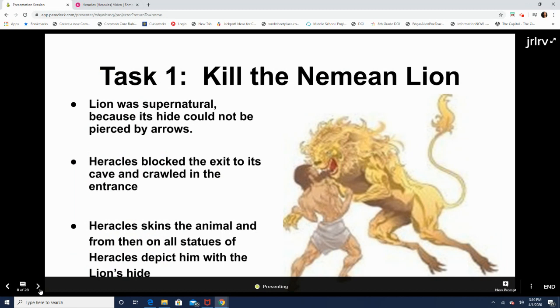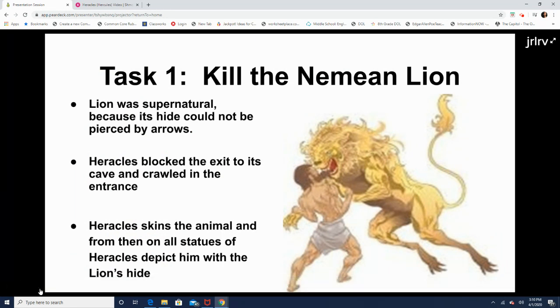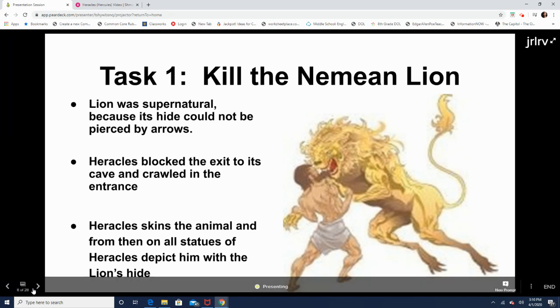Task one, kill the Nemean lion. This lion was supernatural. We talked about supernatural being not of this world because its hide could not be pierced by arrows. Heracles blocked the exit to its cave and crawled in the entrance. Heracles skins the animal. From then on, all statues of Heracles depict him with the lion's hide.